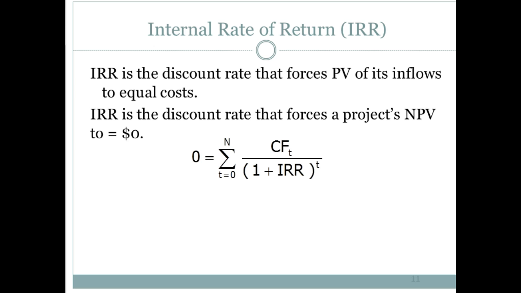So the internal rate of return is also a capital budgeting measure. The definition is right there for you on the screen. It's the discount rate that forces the present value of a project's inflows to equal its costs. It's literally the discount rate that forces a project's NPV to equal 0. There's the equation for you. It can be kind of a pain to calculate, so we'll just use our calculators.